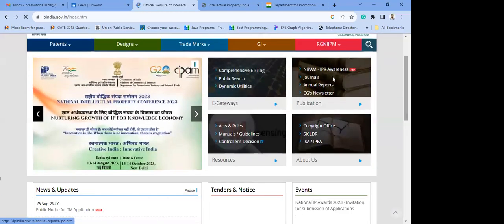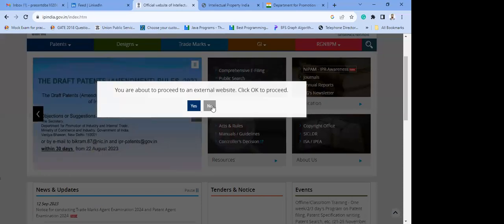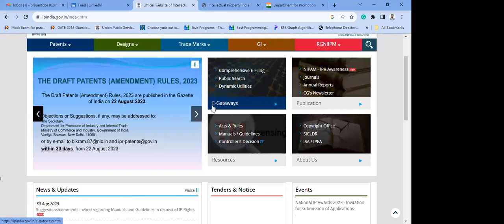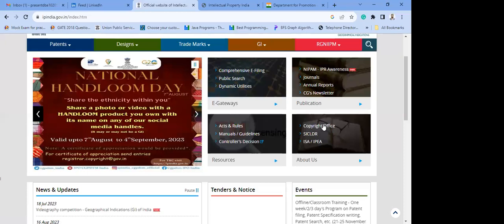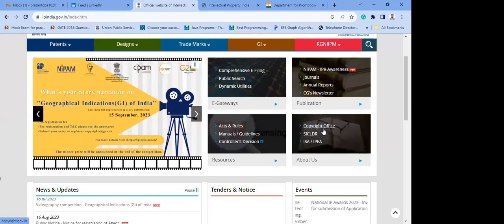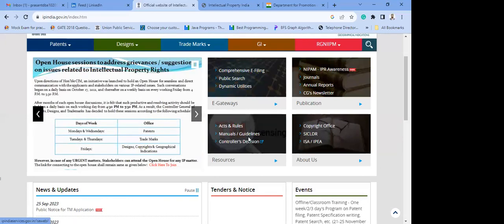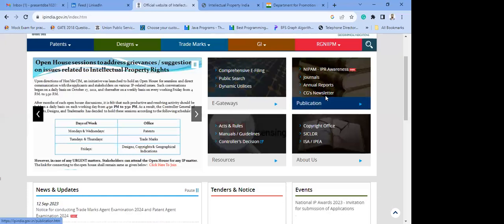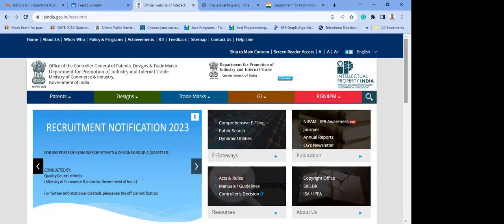This is an awareness campaign. Every month awareness campaigns, events and sessions are going on, so you can attend them, and every session will explain the rights. This is the copyright office. They explain what types of copyrights and laws there are and mention all the categories of the laws. This is the ISA, IPEA, controller decisions, manuals, guidelines. This is general news, annual reports, journals, and so on.